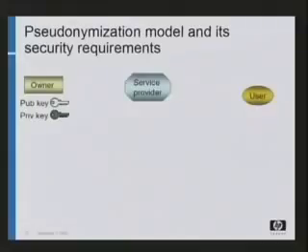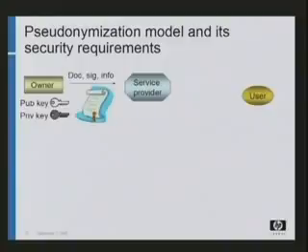All right. For the pseudonymization model, we consider, again, three parties. We have a data owner who has a document, a service provider who will pseudonymize the document, and the user who queries the pseudonymized document. So the data owner will first prepare the document by signing it and then provide some auxiliary information. And this is given to the service provider in a secure channel.